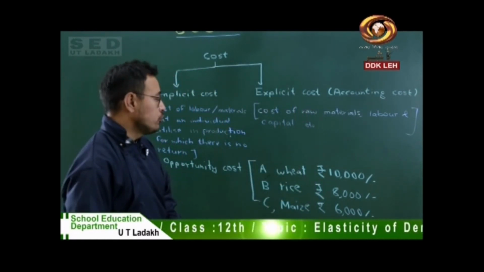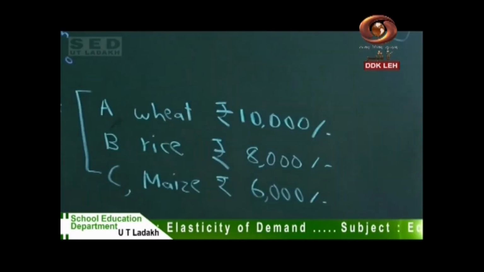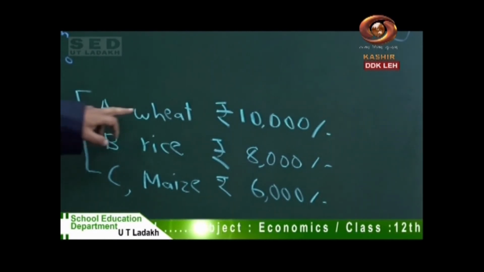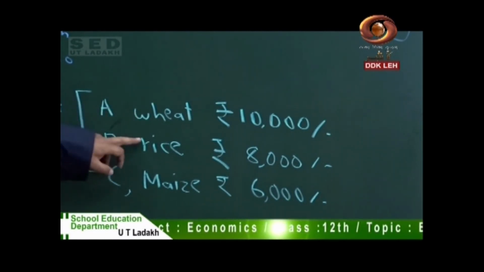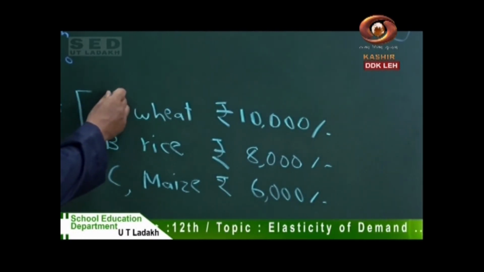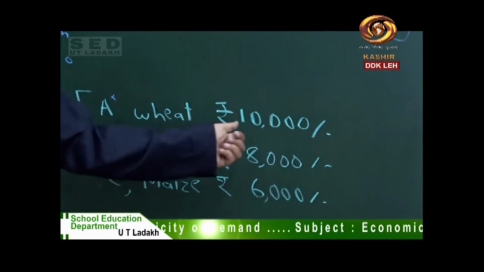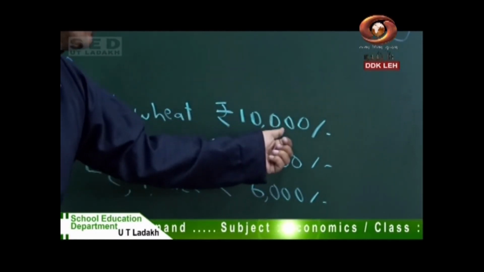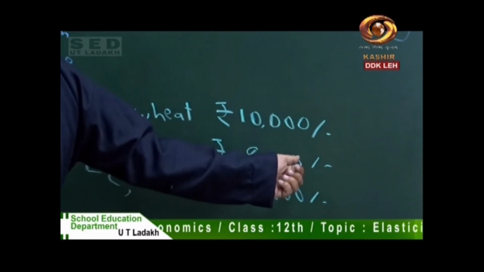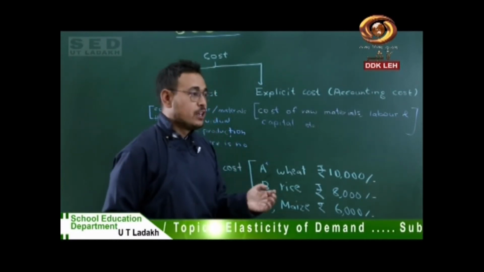Now how to calculate opportunity cost? Opportunity cost represents the cost of the next best alternative. So what are the possible alternatives? I can grow wheat, I can grow rice, I can grow maize. Finally, I have chosen to grow wheat. Now what is the opportunity cost? In order to grow wheat worth rupees 10,000, I am sacrificing rice worth 8,000 rupees. So this 8,000 rupees is the opportunity cost.